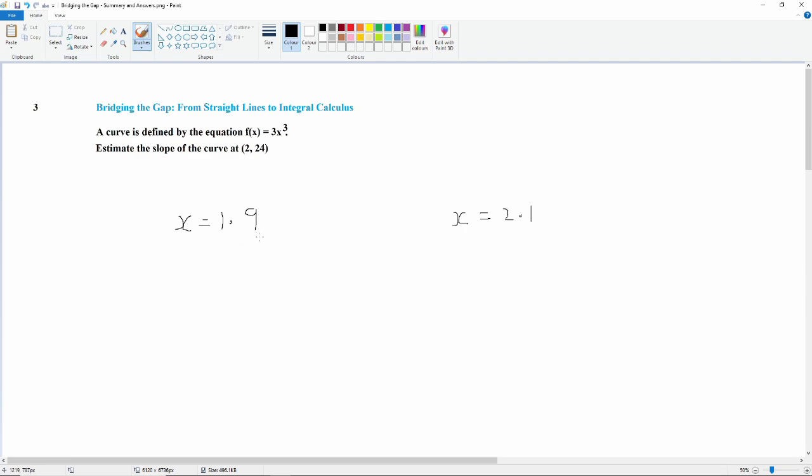So at 1.9, y would be 3 times 1.9 cubed, and 3 times 2.1 cubed, and that would be our y. Alright, so I think we're going to want a calculator for this.